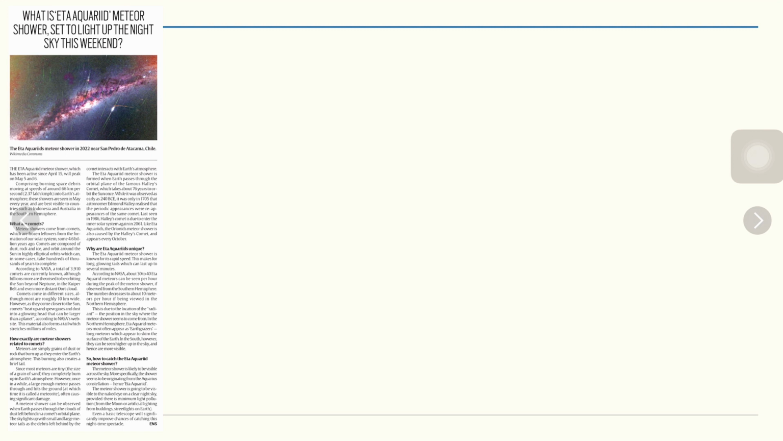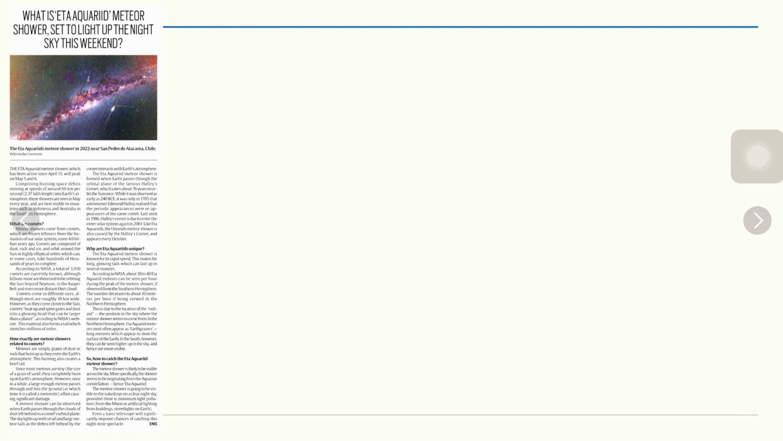These showers are seen in May every year and are best visible to countries such as Indonesia and Australia in the southern hemisphere. When we talk about comets, you should know that meteor showers come from comets, which are frozen leftovers from the formation of our solar system some 4.6 billion years ago. Comets are composed of dust, rock, and ice.